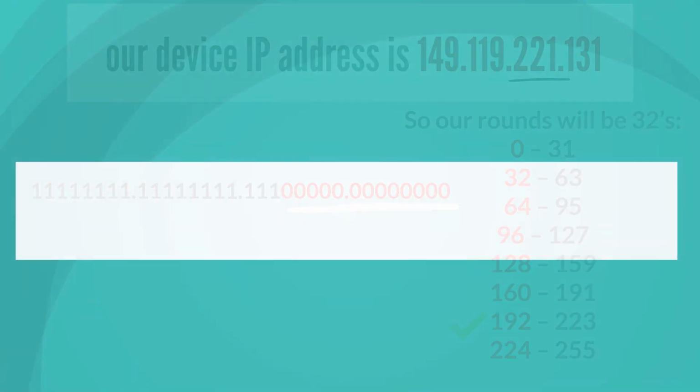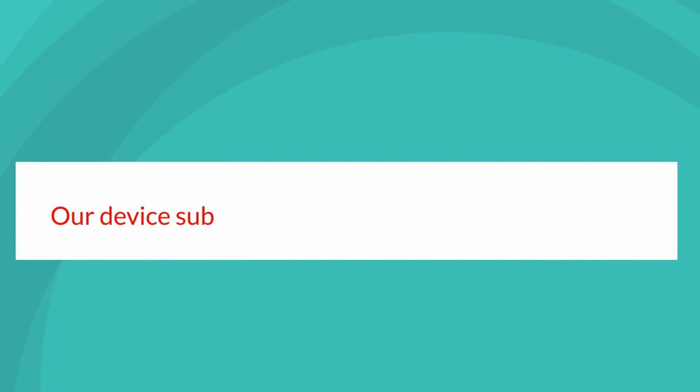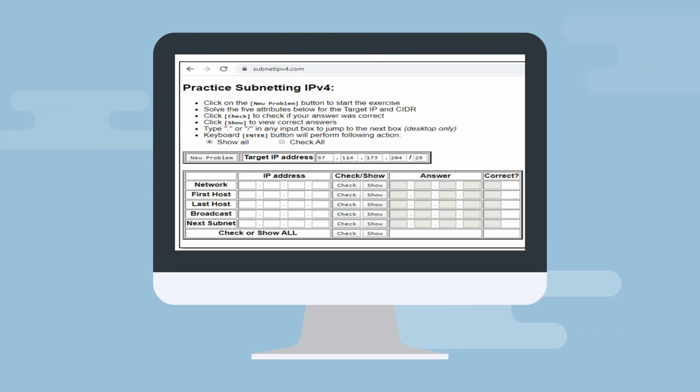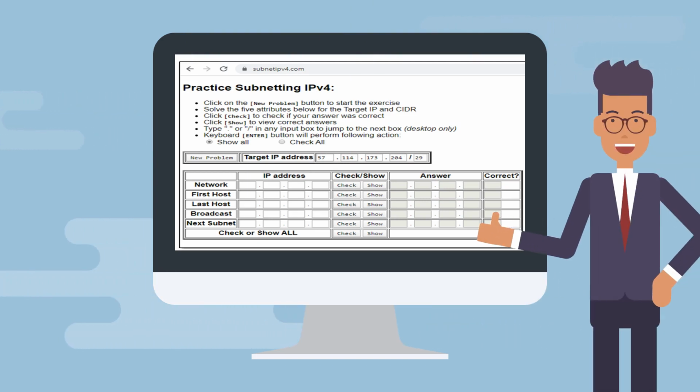So our subnet range will be 149.119.192.0 to 149.119.223.255. Notice I added 255 at the end of my range because the fourth octet needs to be filled up before the next subnet can start. If I lost you, rewind to make sense of the calculations. Visit a good subnet calculation site and practice to make perfect. See you on the next one.